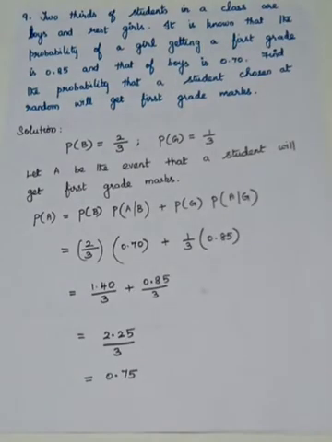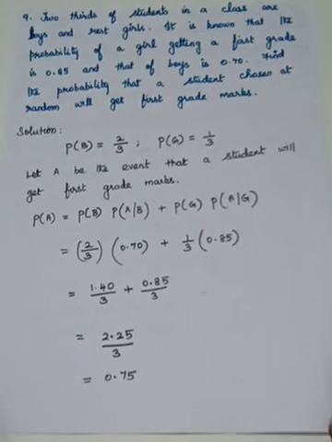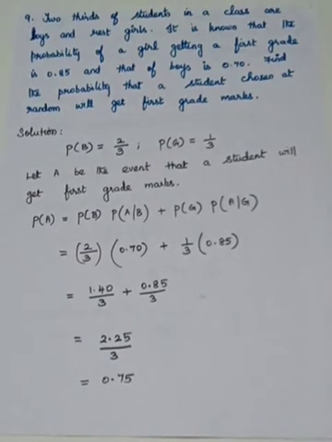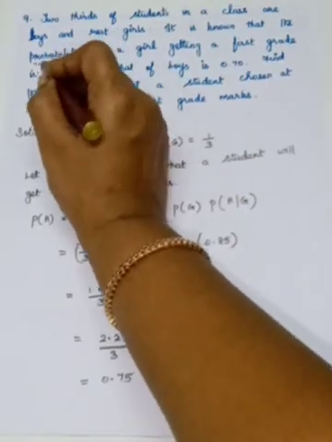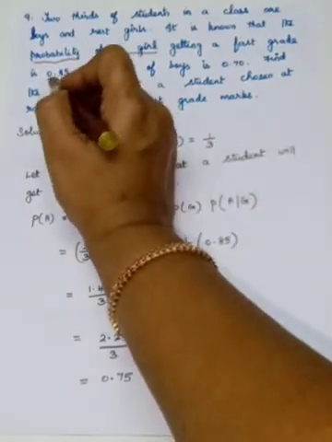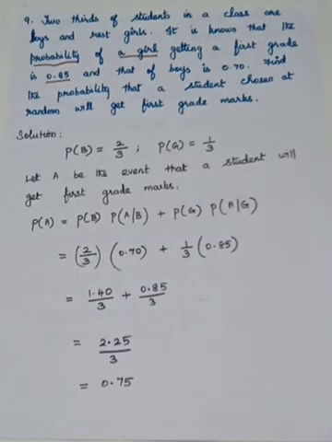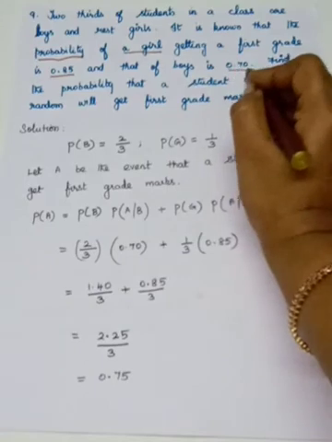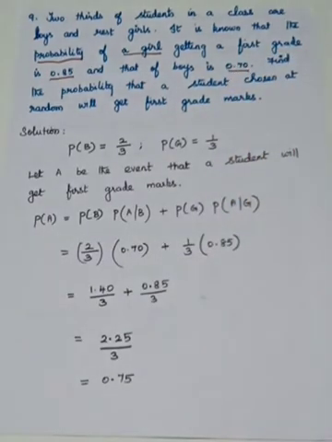So coming to the 9th problem. 2/3 of students in a class are boys and rest girls. It is known that the probability of a girl getting a first grade is 0.85. So you see that the probability of girl getting first grade is 0.85 and that of boys is 0.70. That means the probability of a boy getting a first grade is 0.70.